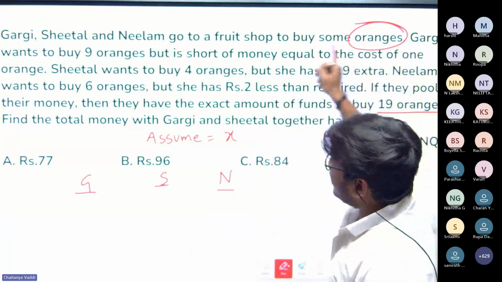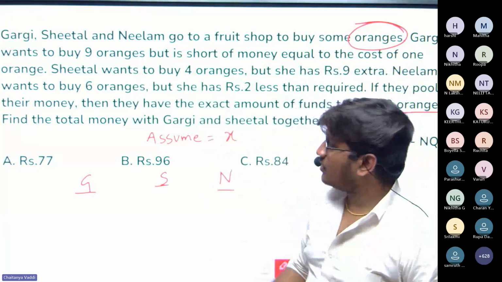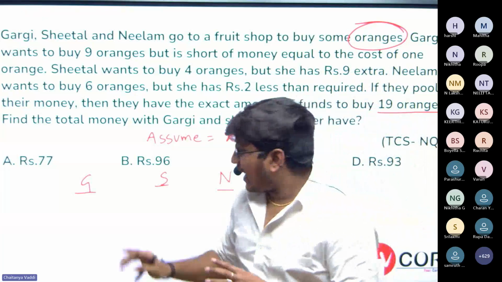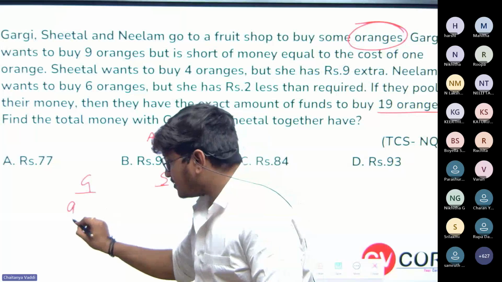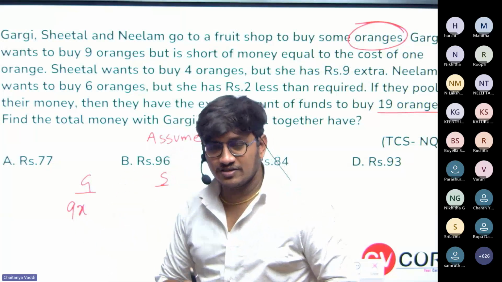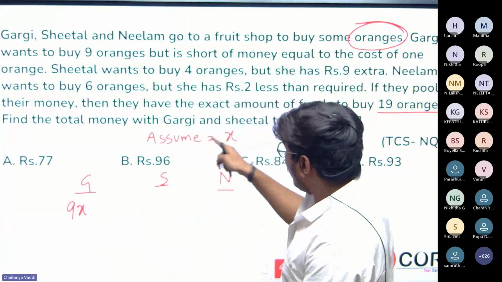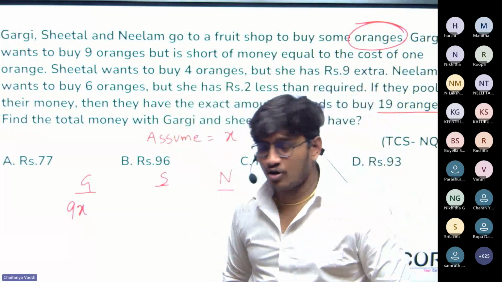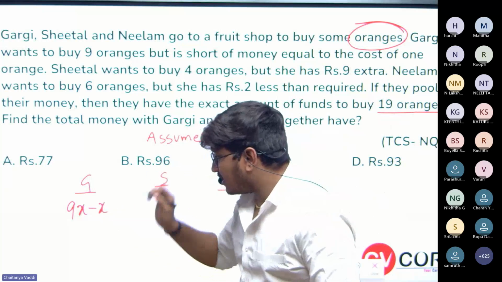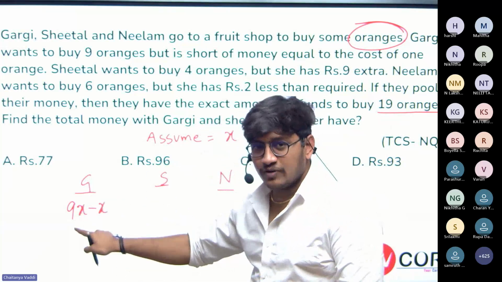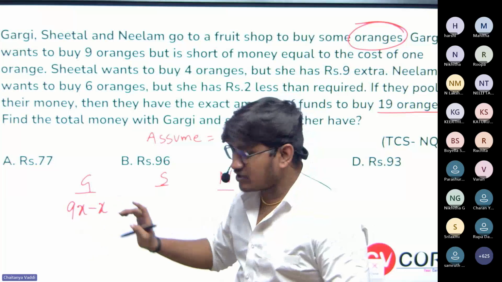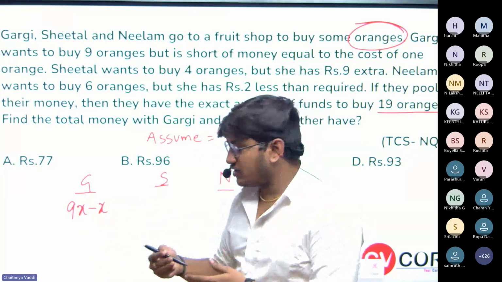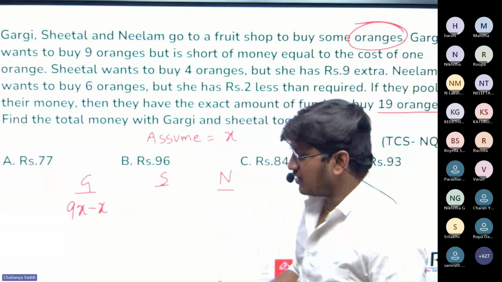Now, Gargi wants to buy 9 oranges but is short of money equal to the cost of one orange. If she wants to buy 9 oranges, she should have 9x rupees because each orange costs X rupees. But she is short of money equal to the cost of one orange. So can I say that Gargi has 9x minus X, since she is short of one orange's cost.